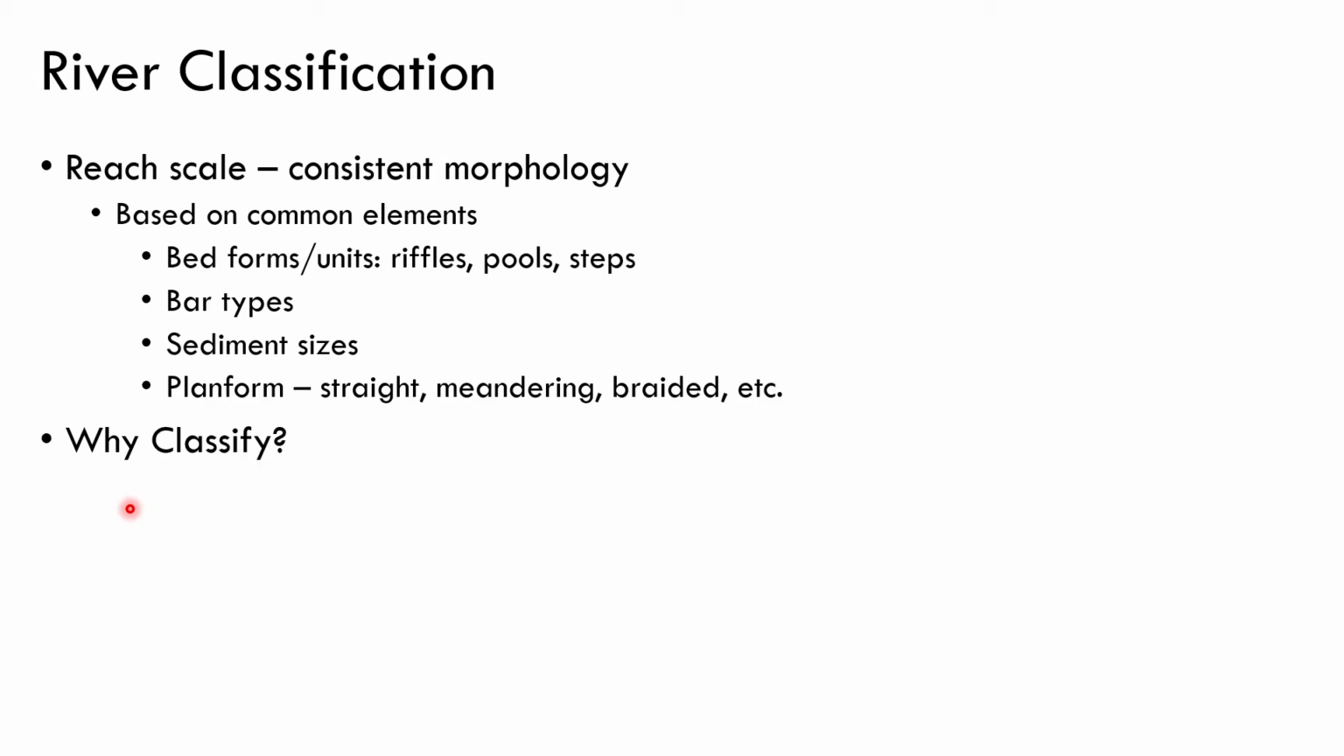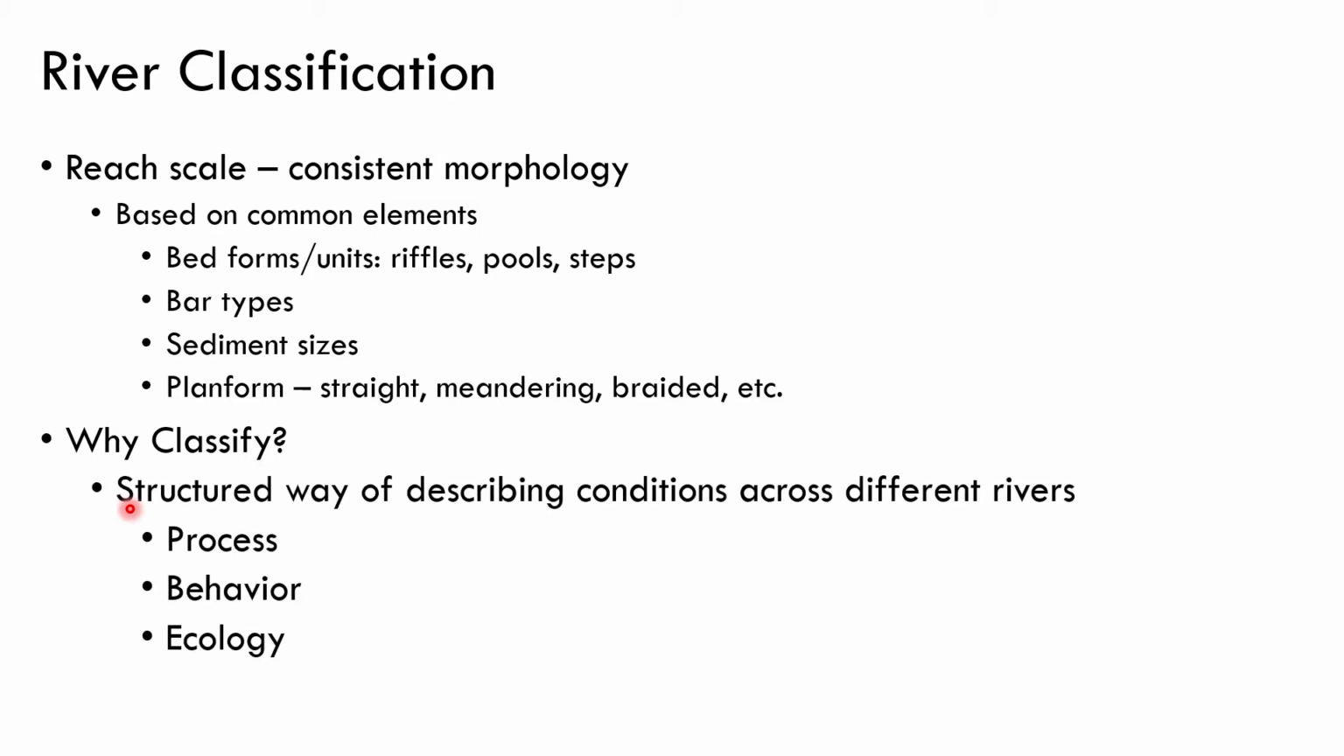So one of the questions is, why classify at all? If we have names for all the bed forms and the bar types and the sediment sizes and the plan forms, why don't we just use those? And that's a good point. We could just do that, but it's in our nature as humans to classify and try to simplify things. And so classification really gives us a structured way of describing conditions across different rivers.